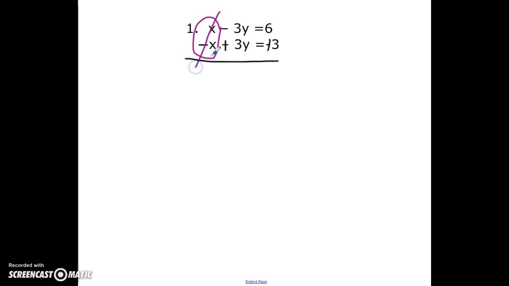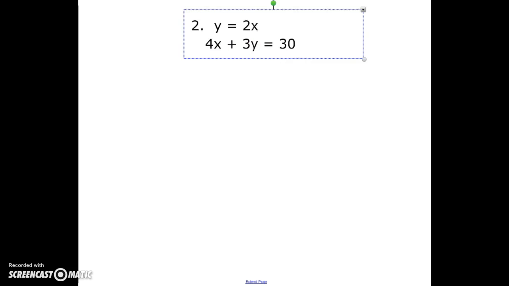this would cancel out because it's a positive and a negative. This would cancel out as a positive and a negative. So this side I have 0. And then 6 minus 13 would be -7. So I have 0 equals -7. That is not a true statement, so this actually has no solution. So these two lines, because it has no solution, would have to be parallel, so they're going to have the same slope and different y-intercepts, and it's just no solution.